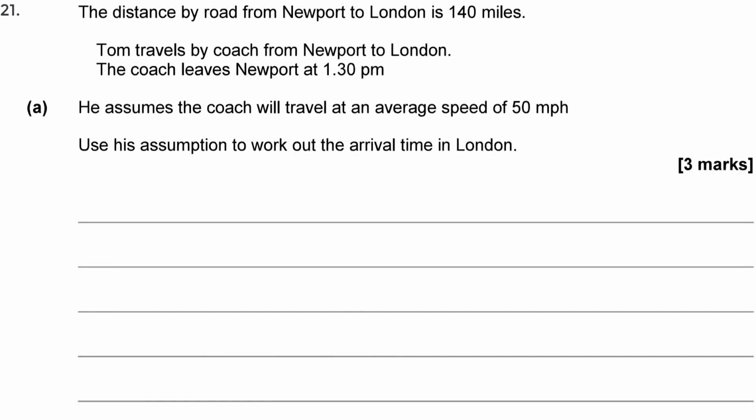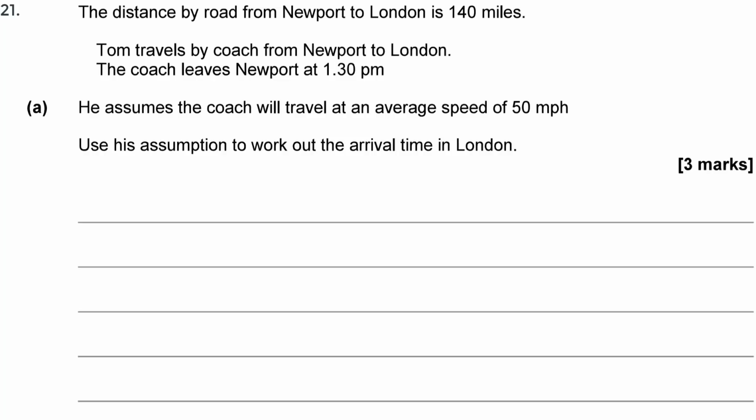The distance by road from Newport to London is 140 miles. Tom travels by coach from Newport to London. The coach leaves Newport at 1:30 p.m. He assumes that the coach will travel at an average speed of 50 miles per hour. Use this assumption to work out the arrival time in London.